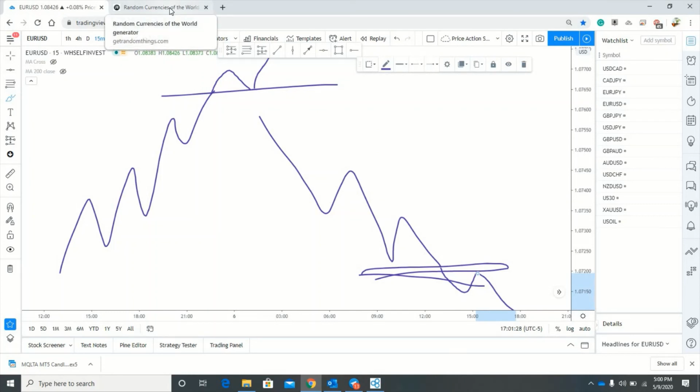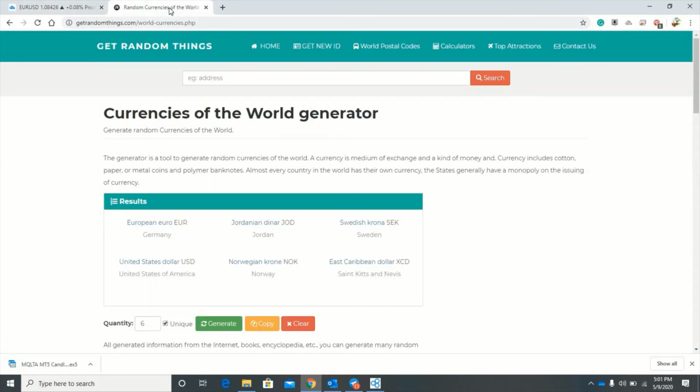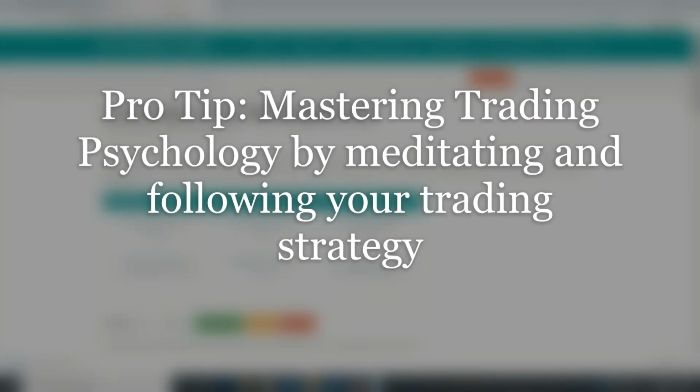Okay, so the pro tip that I have for you guys is, please learn how to master trading psychology. That is one of the hardest things to do. It's very easy to learn a strategy. It's very easy to learn risk management. The most difficult thing to do in trading is to actually master trading psychology and be disciplined.